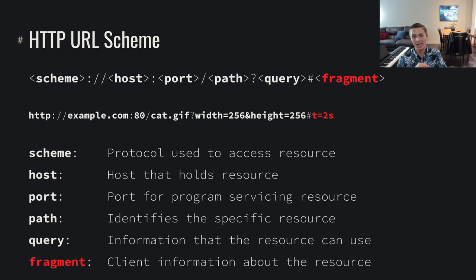In this case, we're imagining that our browser is going to be able to start playing the cat.gif video at the 2 second mark. And this fragment component allows for a URL to contain client-specific information about the resource that isn't actually passed along to the server.